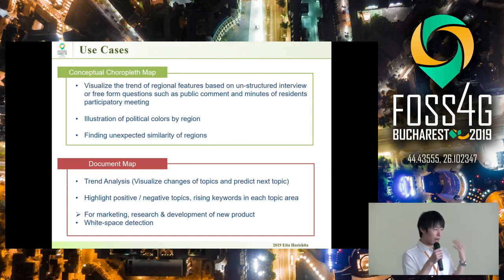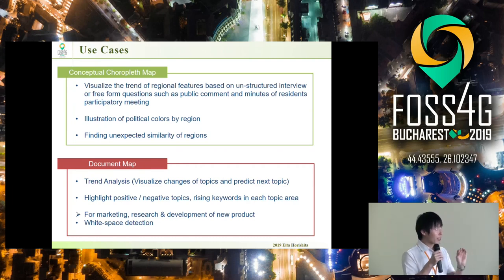you can find out that this city and this city have similar problems or similar discussions as a result of the meetings. I've never tried this, but I just thought it can be used for this kind of purpose. And the second one is illustration of political colors by region, where you can find unexpected similarity of the regions. These are the use cases for the conceptual corpus map and document mapping.